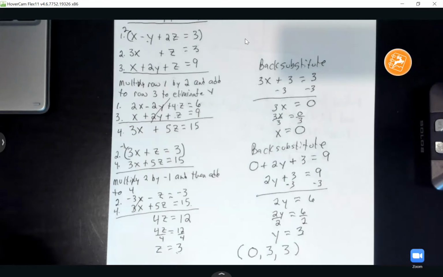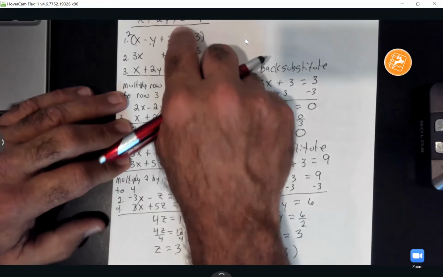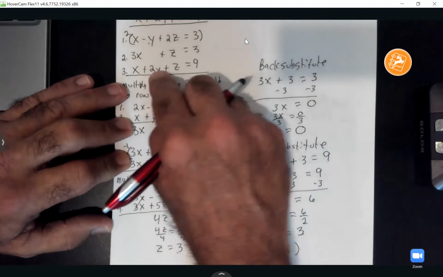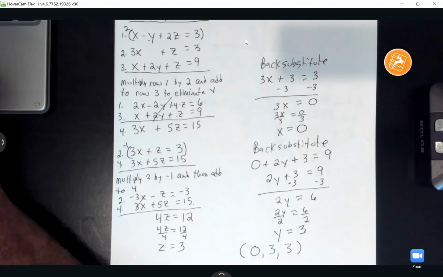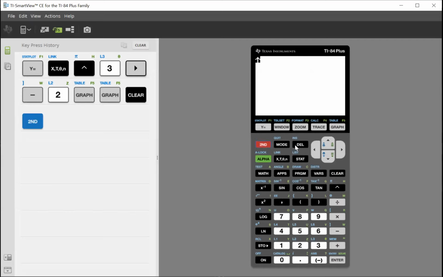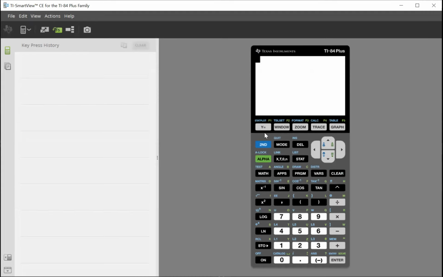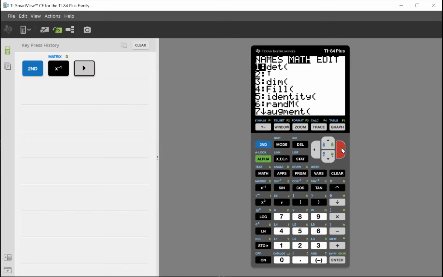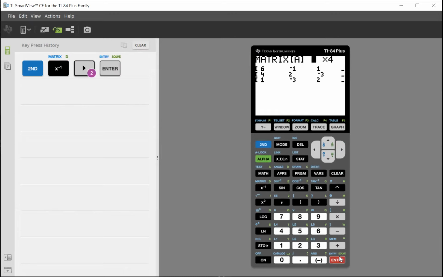Now, we're going to do this one on the calculator. But remember, on the calculator, all I want are the numbers, no variables. So let me go to my calculator. So remember, we're going to go to the matrix. To get to the matrix, you hit second, x negative 1 for the matrix. We're going to arrow right to edit and hit enter. So most of ours already have this 3 by 4 in it.